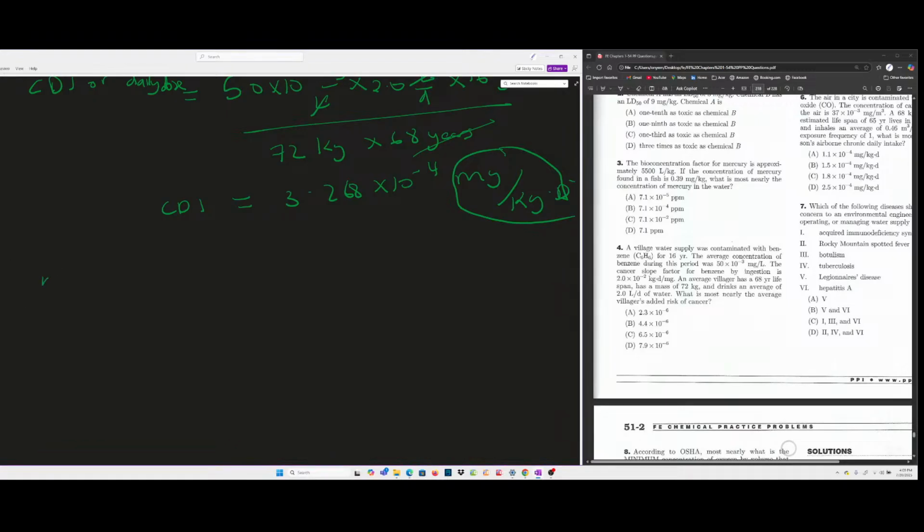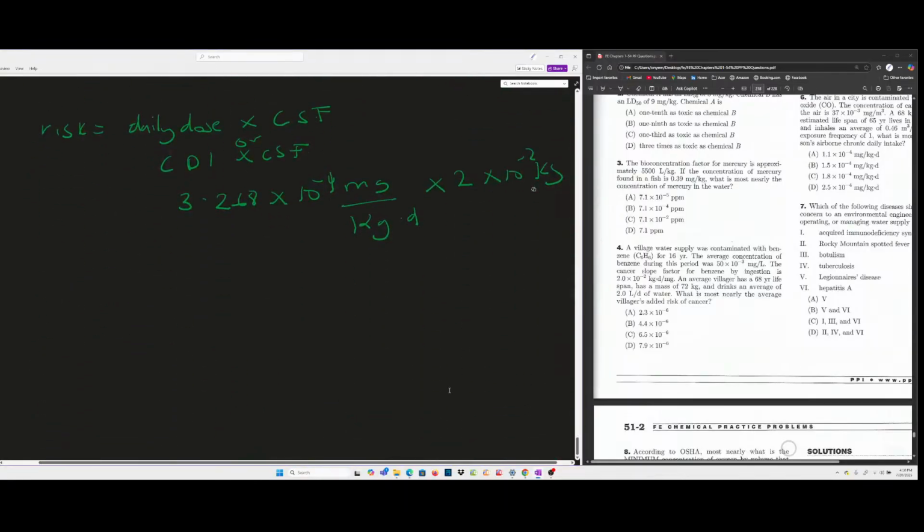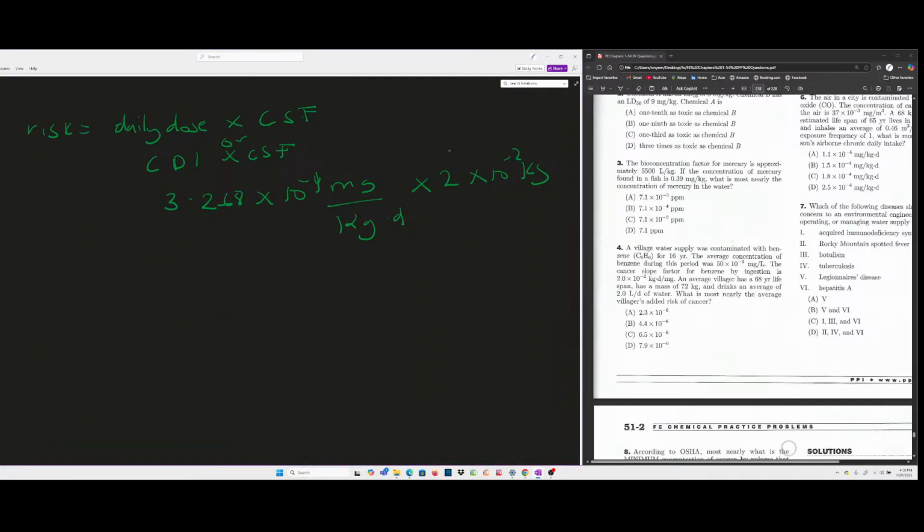So if you want to calculate the risk, it's equal to the daily dosage multiplied by CSF, which is the factor, or we can say CDI multiplied by CSF. So we're going to have 3.268 times 10 raised to power negative 4 milligrams per kilogram per day, multiplied by what? Our CSF is 2 times 10 raised to power negative 2 kilograms per day over milligrams.